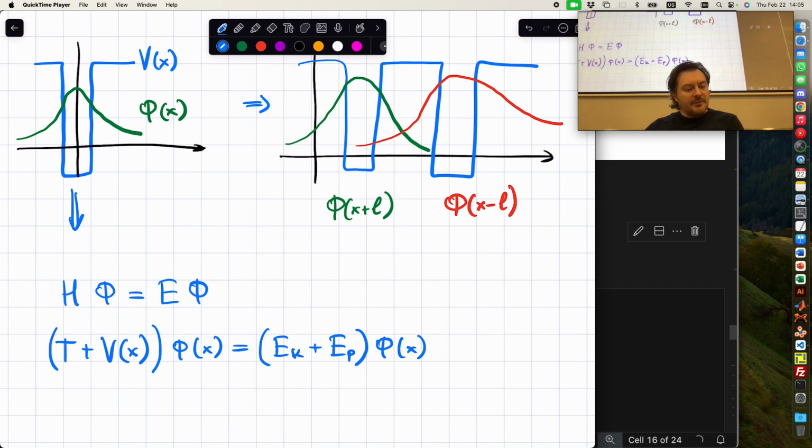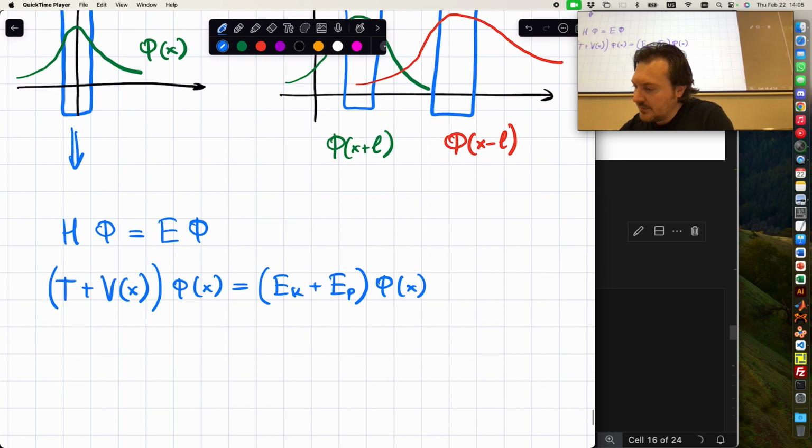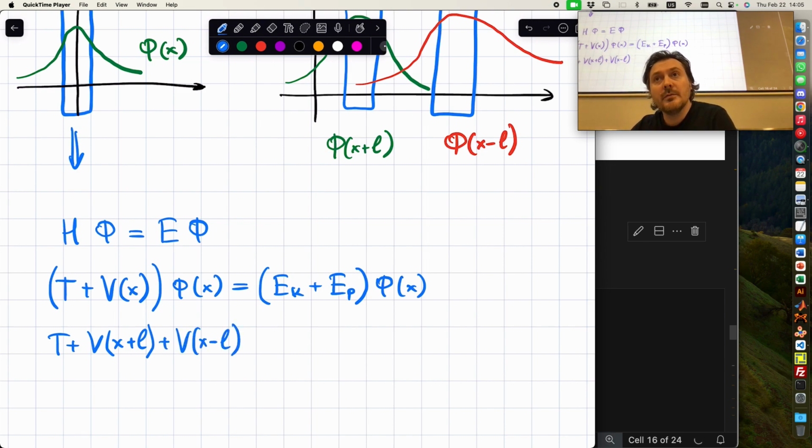Now, when I have the second situation, this double barrier situation, then I still have the kinetic energy operator, but now I have also V(x + L) and V(x - L). Does this make sense to you? There are shifted potentials. Acting on, now here is where we actually use the linear combination.